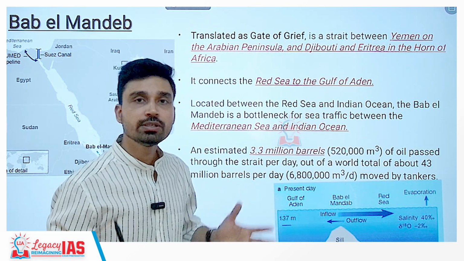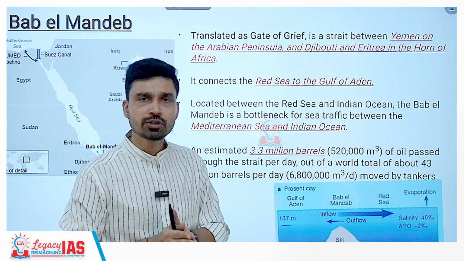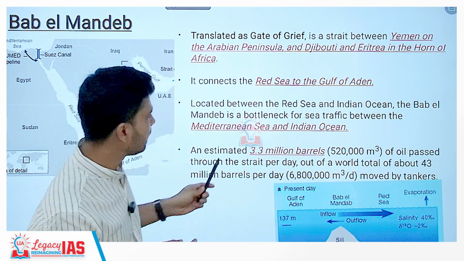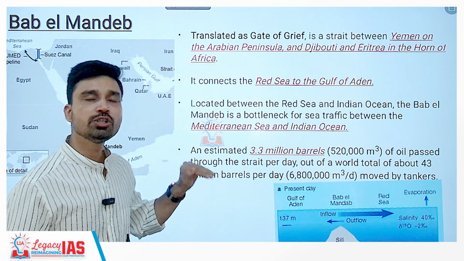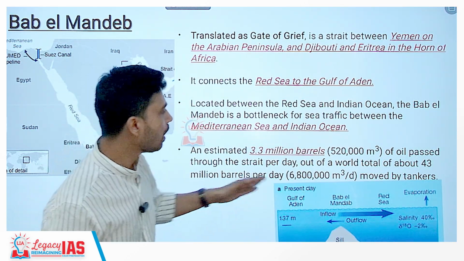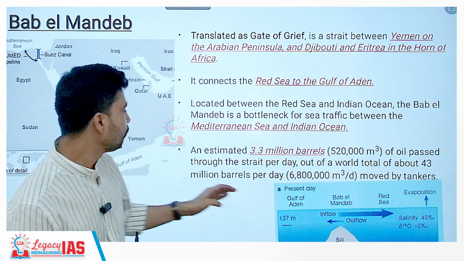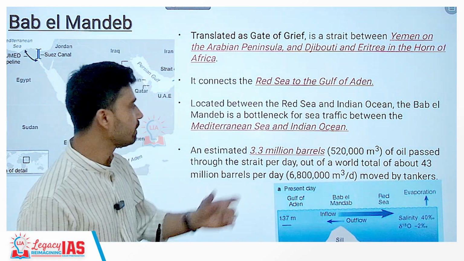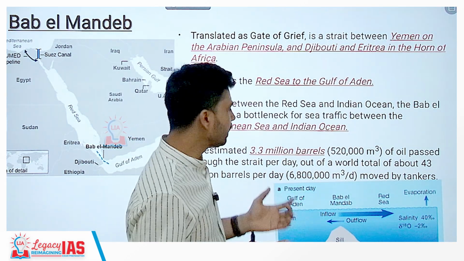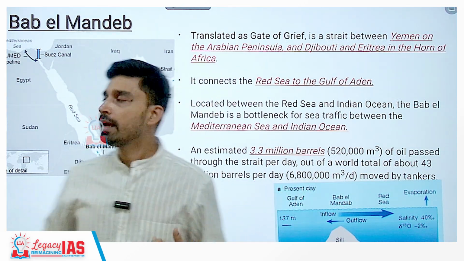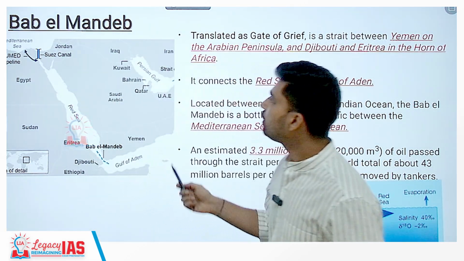If you look at the economic importance of this strait, we can understand from this fact that an estimated 3.3 million barrels of oil pass through the strait every day, out of the world's total of about 43 million barrels per day. That means, we can say, that almost 20% to 25% of the world's oil supply has to pass through the Bab al-Mandab region.